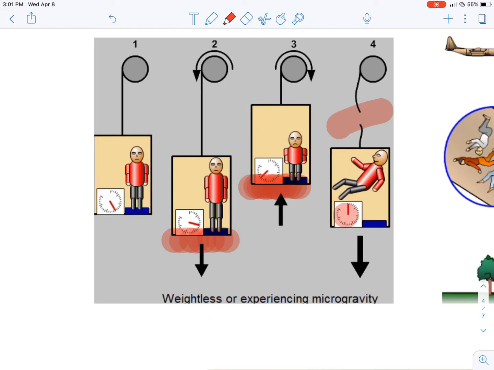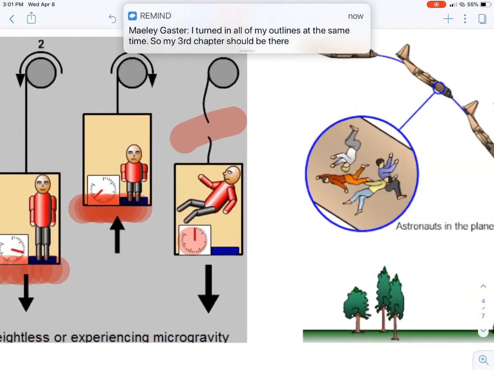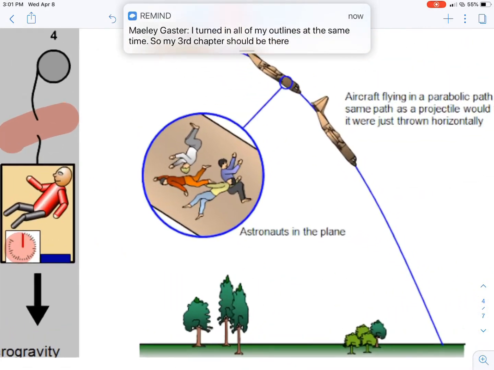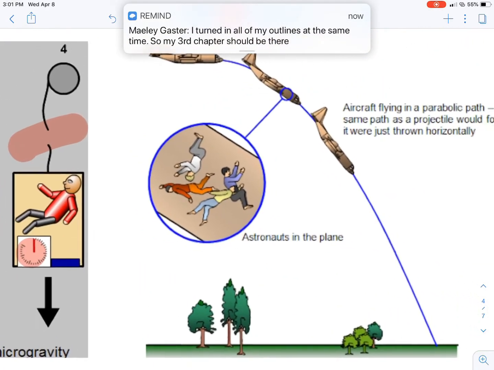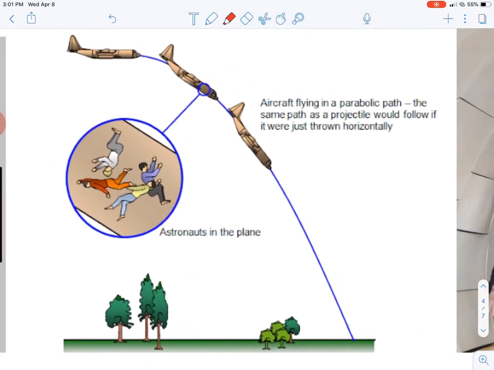And so when you see on TV they're doing zero gravity experiments, look there, guys. Good example. Do your homework. All right.